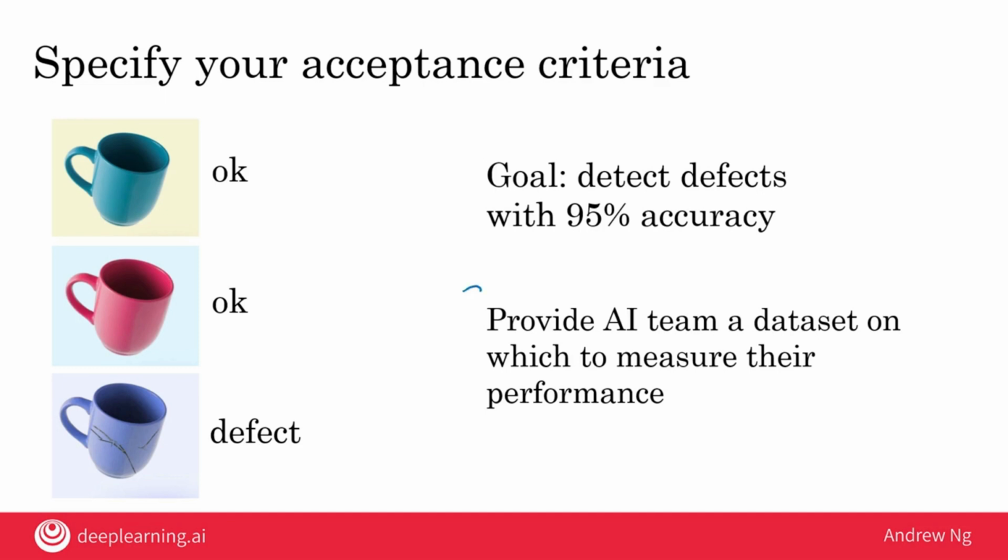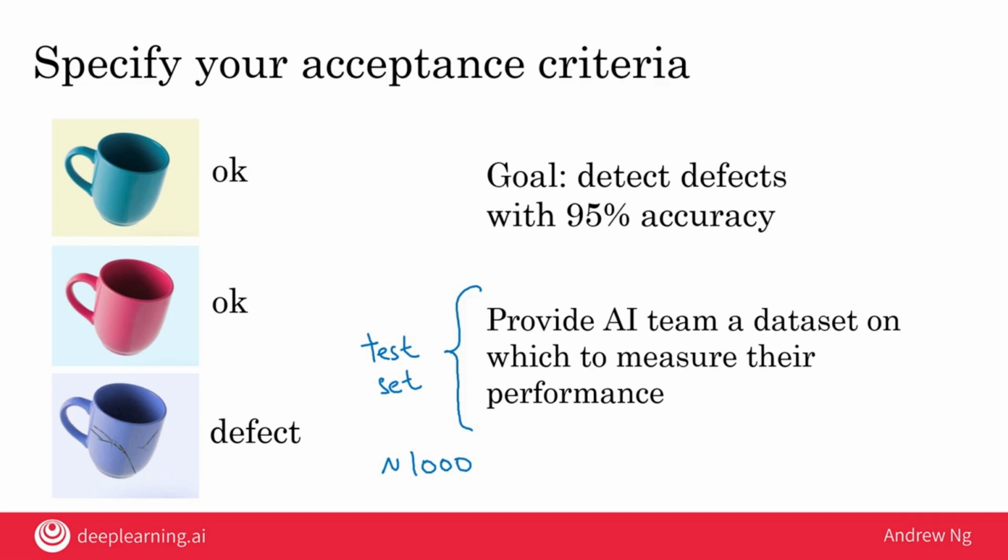The formal term for this data set is called a test set, and the test set may not need to be too big. Maybe 1,000 pictures will be just fine for this example. But if you consult with an AI expert, they can give you a better sense of how big the test set needs to be for them to be able to evaluate whether or not they're getting to 95% accuracy.